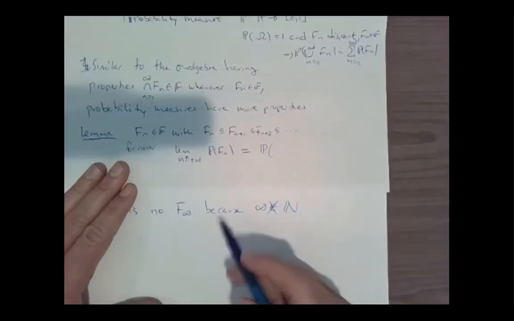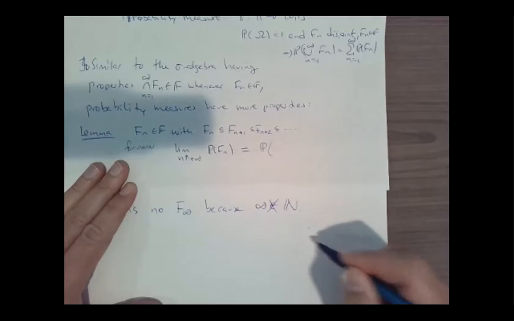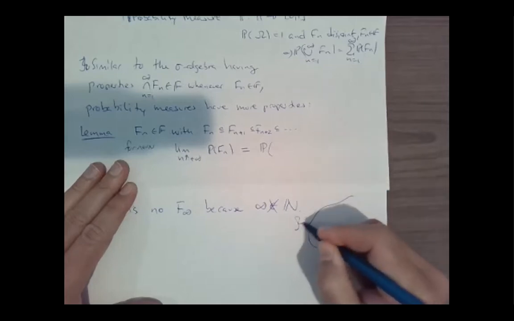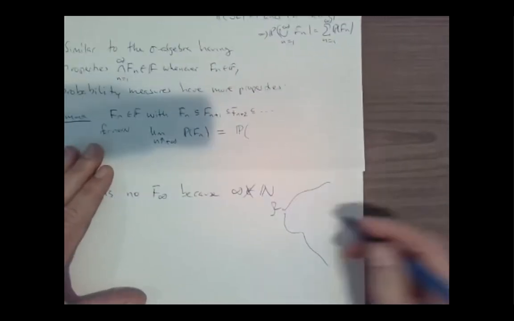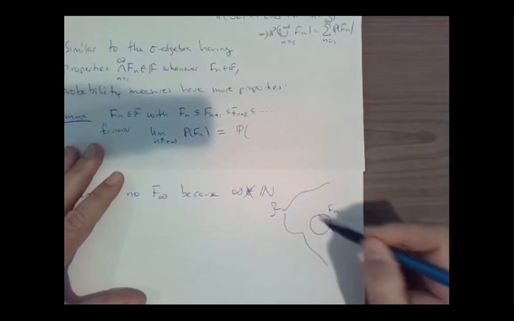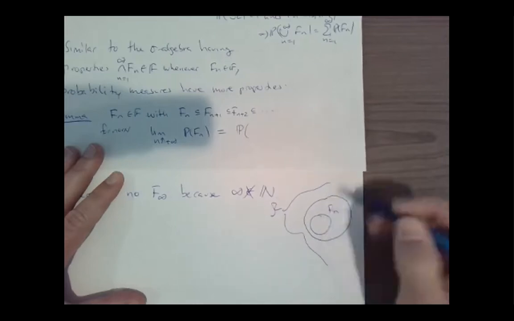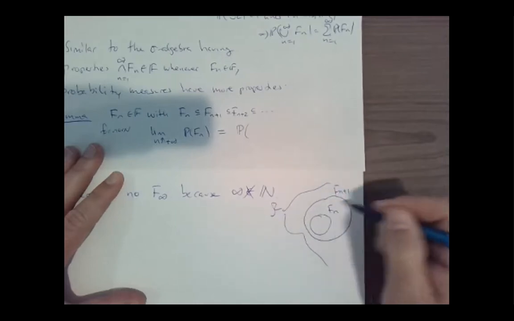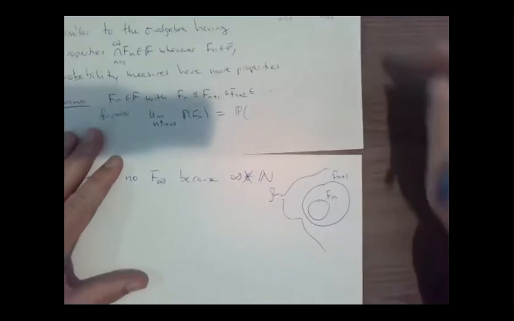Right, so the idea is right. So we have our space, this is our space omega. And then what we're looking at, this is our Fn, and then we're going to do a bigger one. This is our Fn plus 1, and so on. What is it we're going to get in the limit?